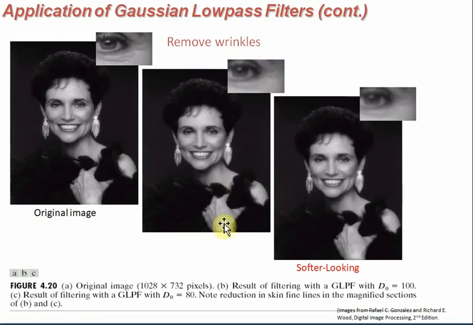Gaussian low pass filter, the first one is the 1028 by 732 pixel original image. Then GLPF, the Gaussian low pass filter with D naught 100, and with D naught 80, this is the output. Observe here the skin lines are reduced, which removes the wrinkles. So this is an example for the Gaussian low pass filter.